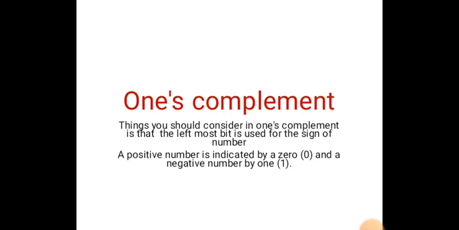So first of all, I'll start by defining what one's complement is. One's complement of a binary number is a value obtained by inverting all the bits in the binary representation of a number. So that is the definition of one's complement.